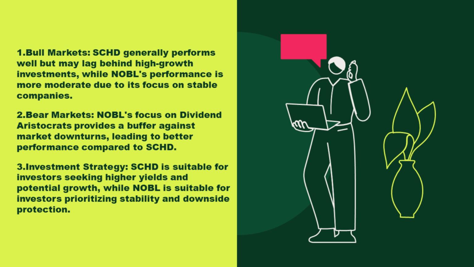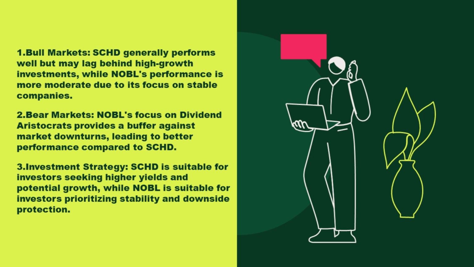While these companies are resilient and provide reliable dividend income, they may not participate as fully in the rapid price appreciation seen in high-growth stocks. Therefore, during bull markets, NOBL's performance might be more subdued compared to SCHD and other growth-focused strategies, but it still benefits from the overall upward trend in the market.